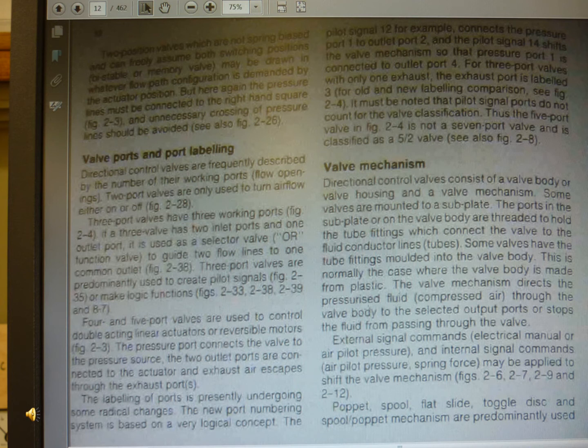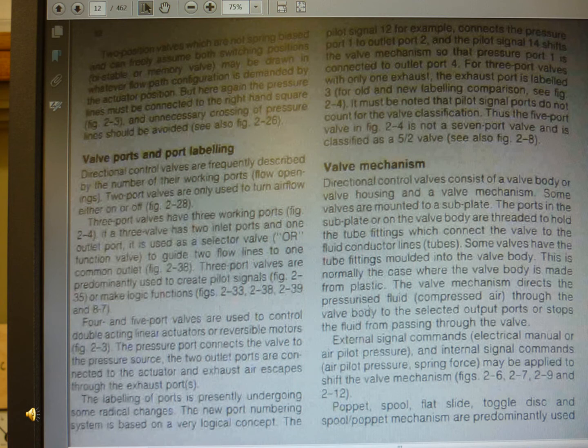The labeling of the ports is presently undergoing some radical changes. The valve mechanism: the directional control valve consists of the valve body or valve housing and the valve mechanism. Some valves are mounted through the subplate. The ports in the subplate or on the valve body are threaded to hold the fittings which connect the valve to the fluid conductor lines.